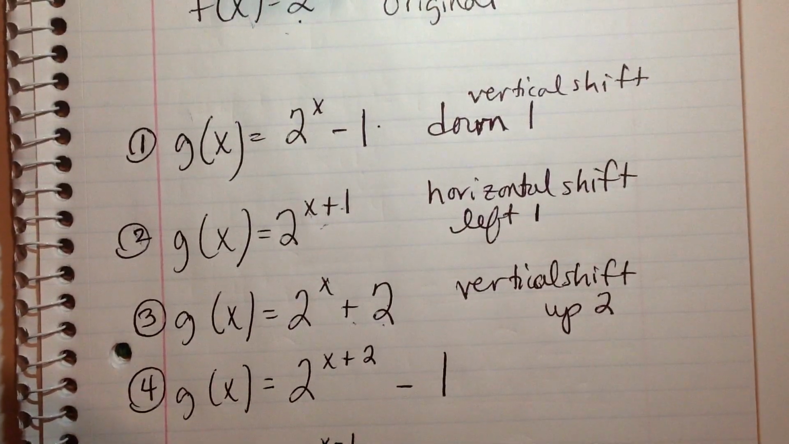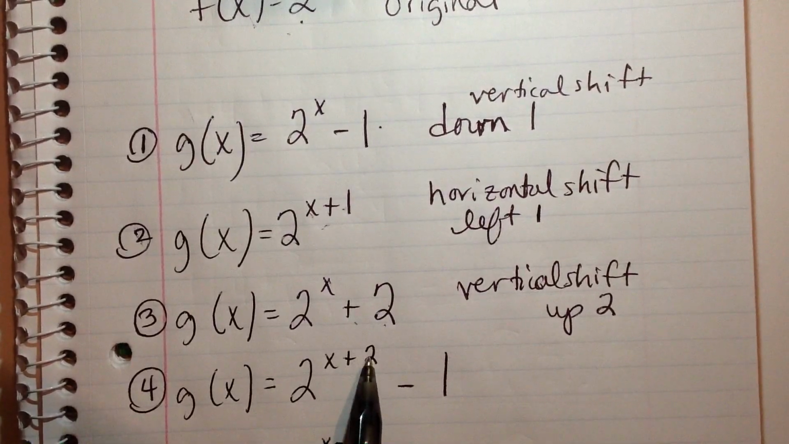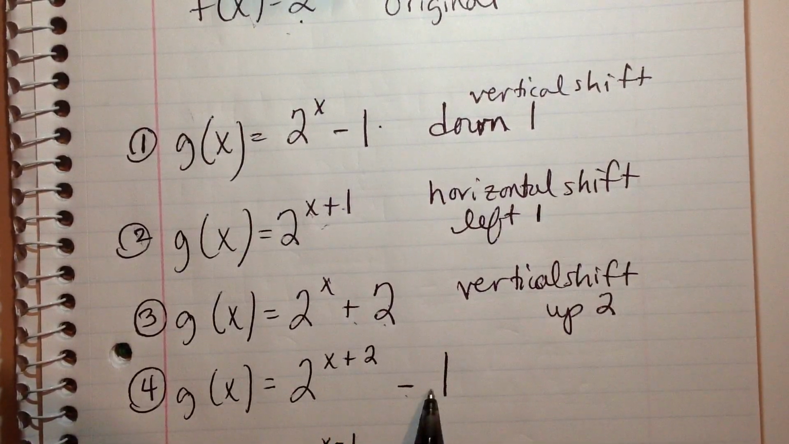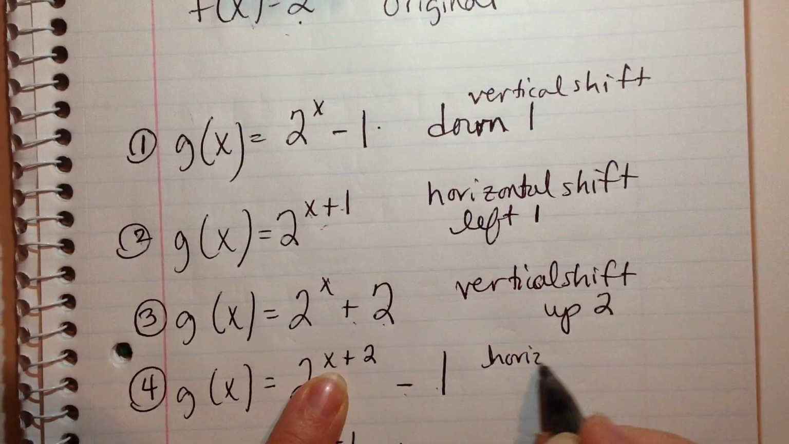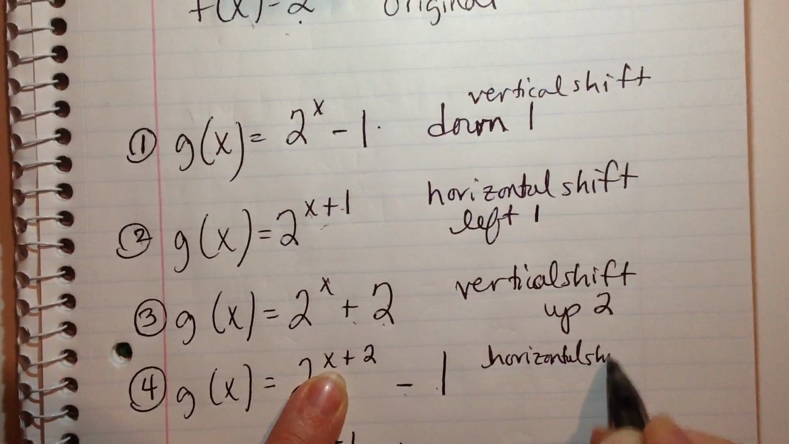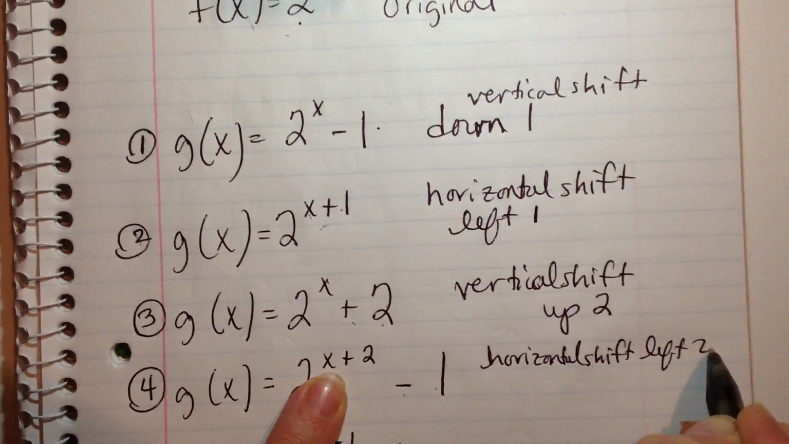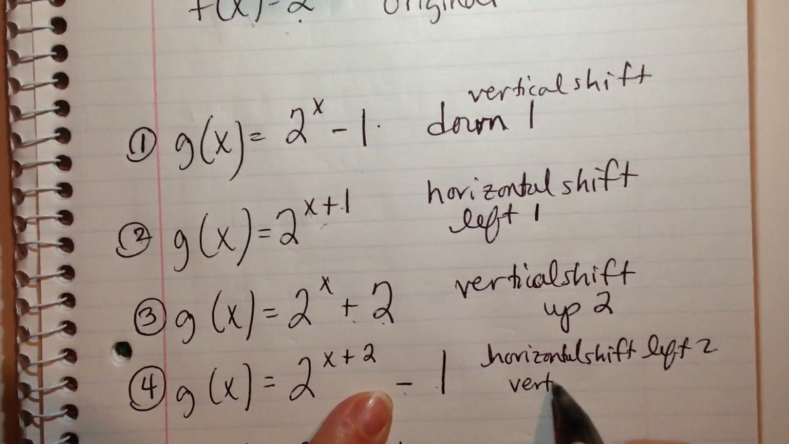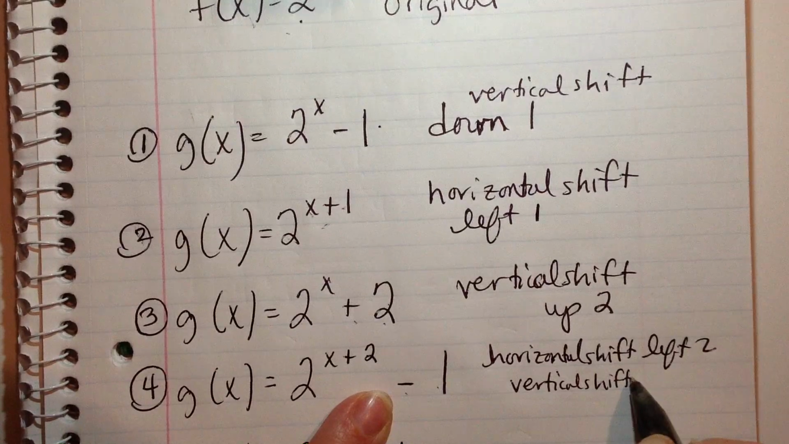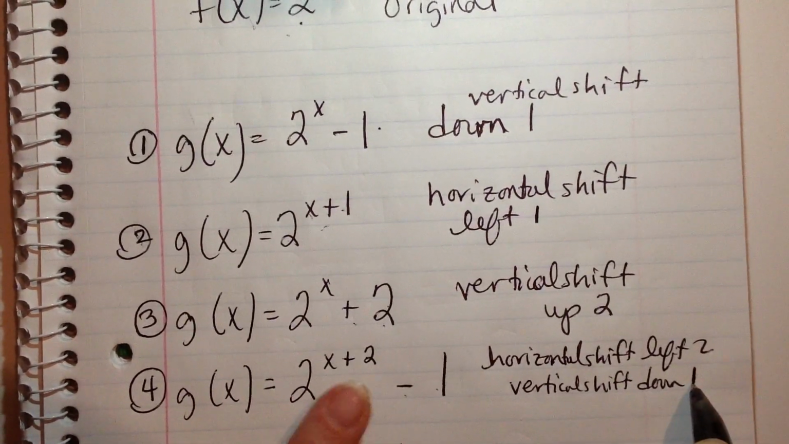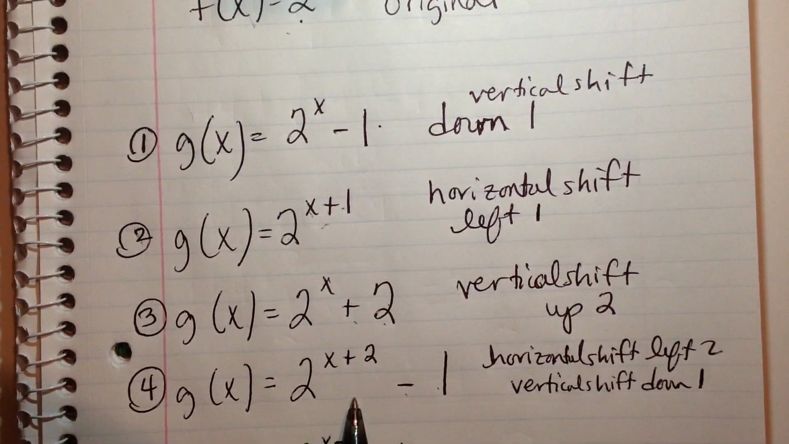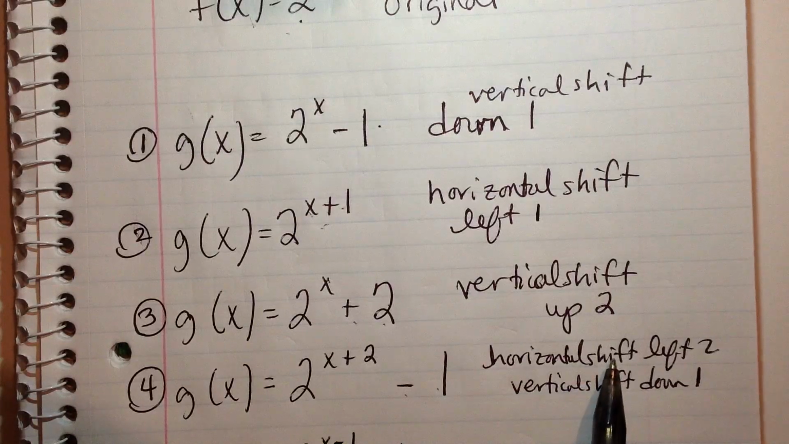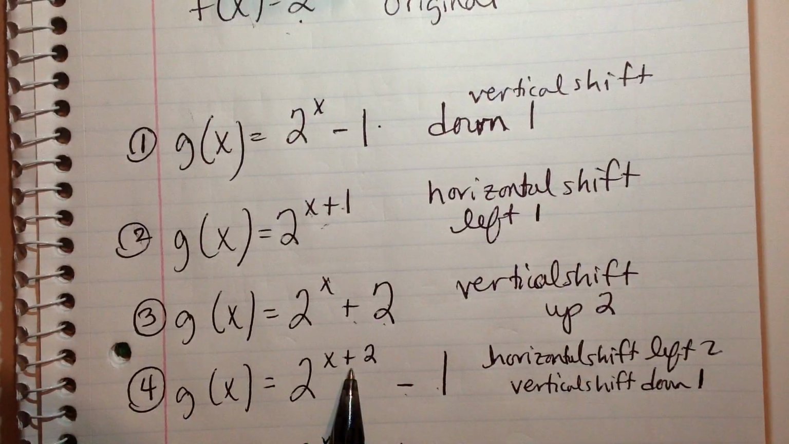All right, let's look at number 4. I see that a number has been added to the exponent and a number has been subtracted at the back. So adding 2 would be a horizontal shift to the left 2, and minus 1 is a vertical shift down 1. So to graph number 4, we would take the original graph 2 to the x.